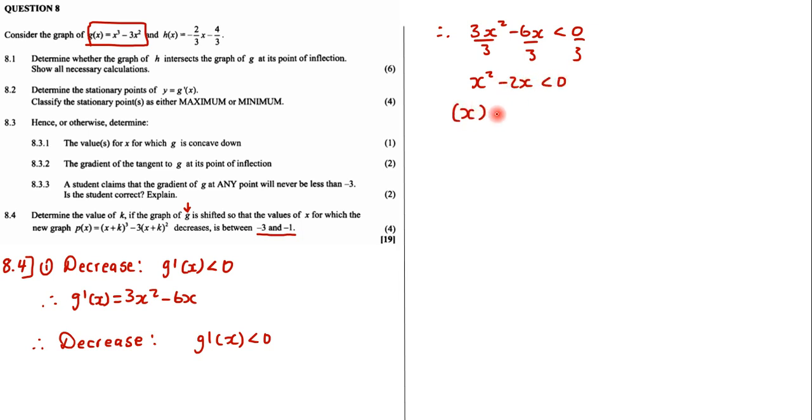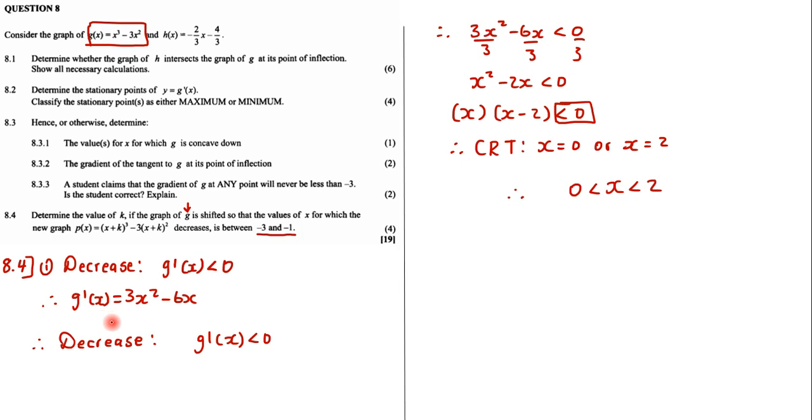Then I'll calculate the factors, less than 0, and from there I'll find my critical values, because this is an inequality. So my critical values are x equals 0 or x equals 2. Because my arrow is pointing on the left, this tells me that x needs to be in between the smallest critical value and the biggest critical value. Originally, before this graph gets shifted, it is decreasing when x is greater than 0 but less than 2.